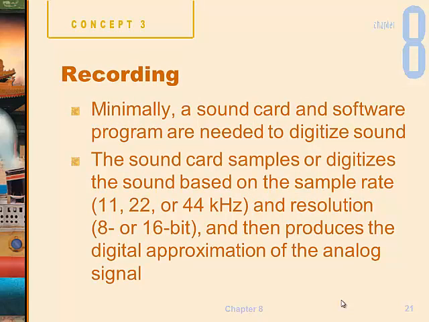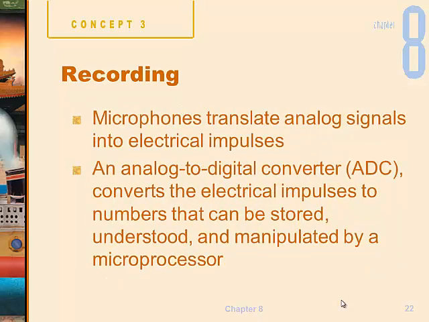Minimally, a sound card and software program are needed to digitize sound. The sound card samples or digitizes the sound based on the sample rate and resolution, and then produces the digital approximation of the analog signal. Microphones translate your analog signals into electrical impulses. An analog to digital converter converts the electrical impulses to numbers that can be stored, understood, and manipulated by a microprocessor.